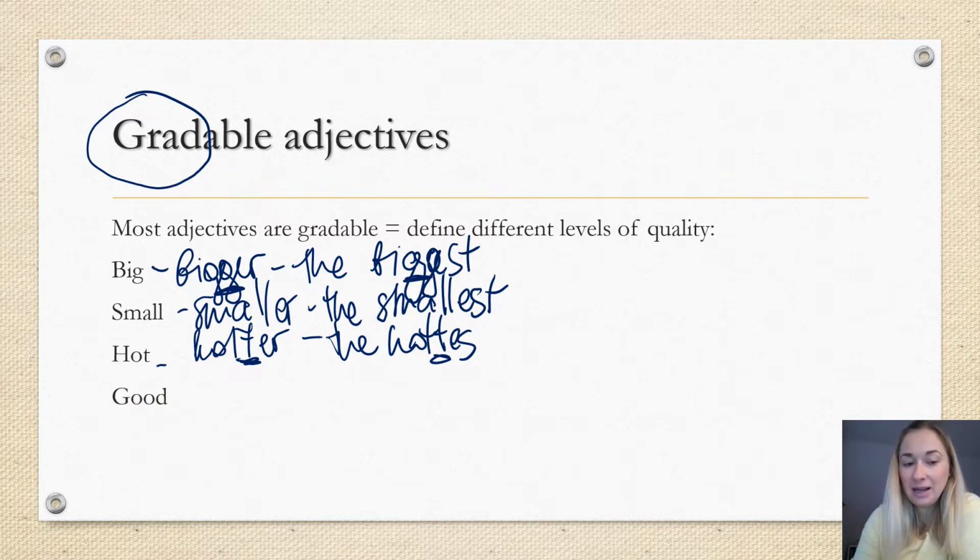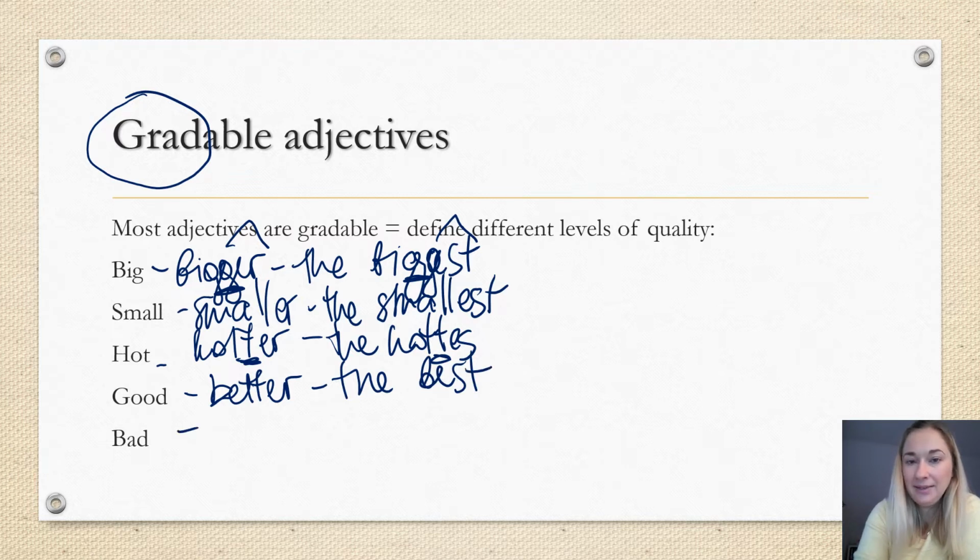There are also some degrees of adjectives that have to be memorized. They do not come with the suffix er and the suffix est. You know that already? Good, better, the best, bad, worse, the worst.